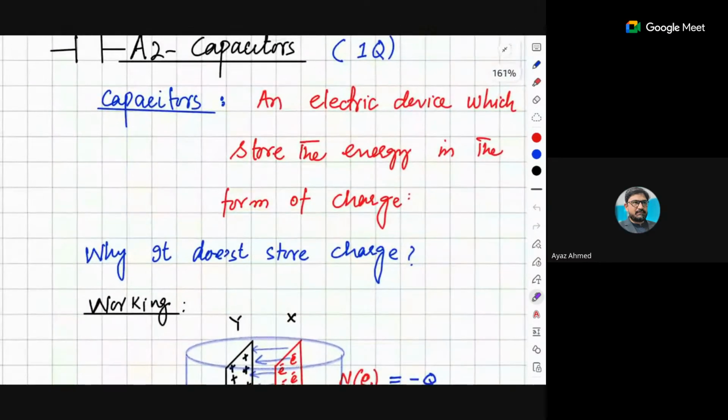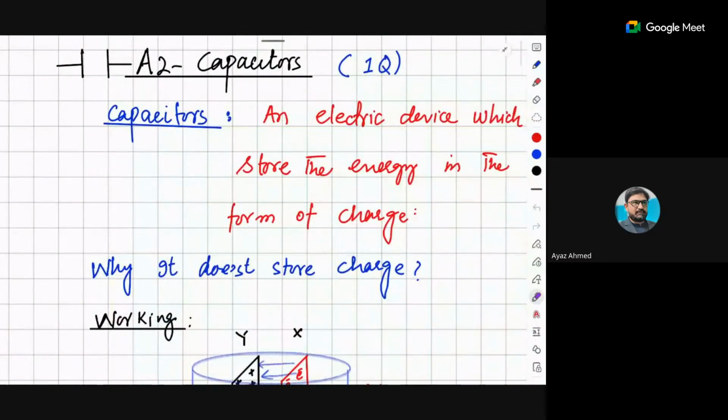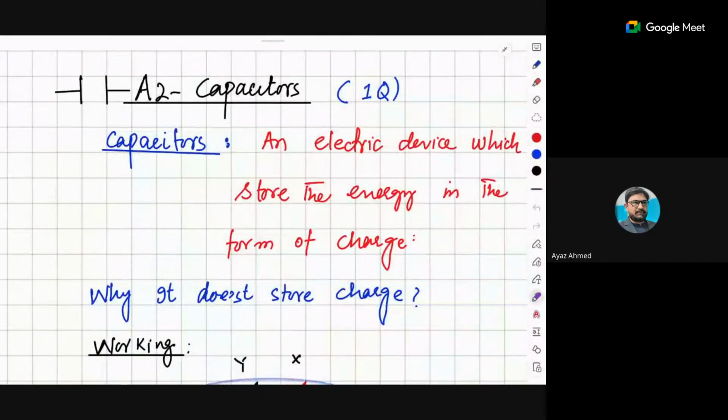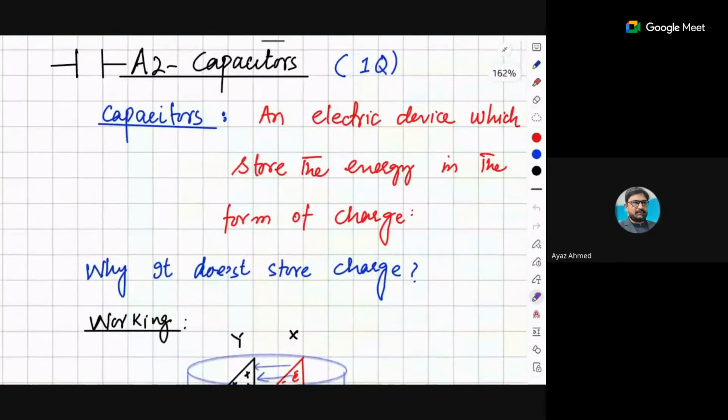Okay. So when we talk about capacitors, this is the topic from which you will be asked one question, and that question is basically asked in different formats. Somehow it is linked with electric fields, somehow it is linked with your alternating current, and it's an independent question as well, capacitor charging and discharging especially.